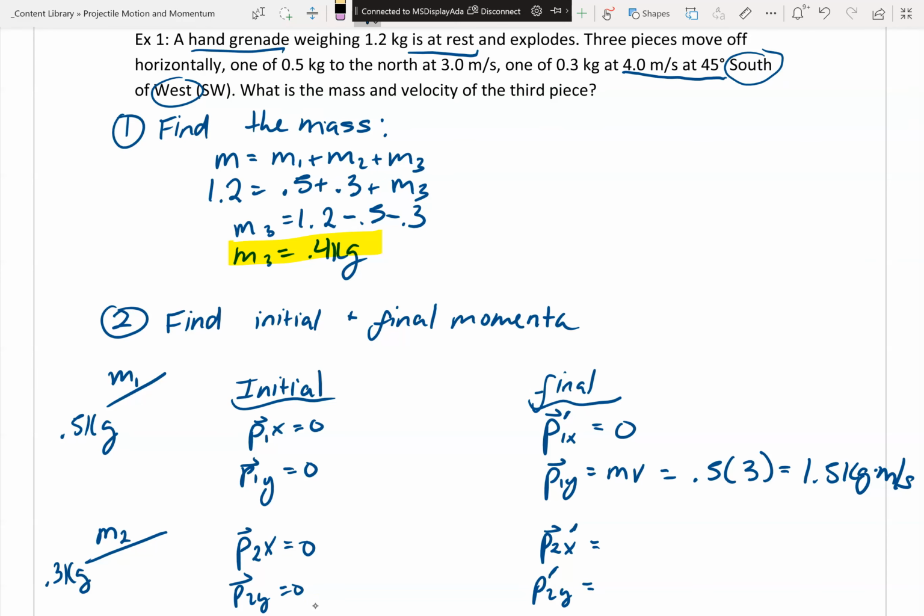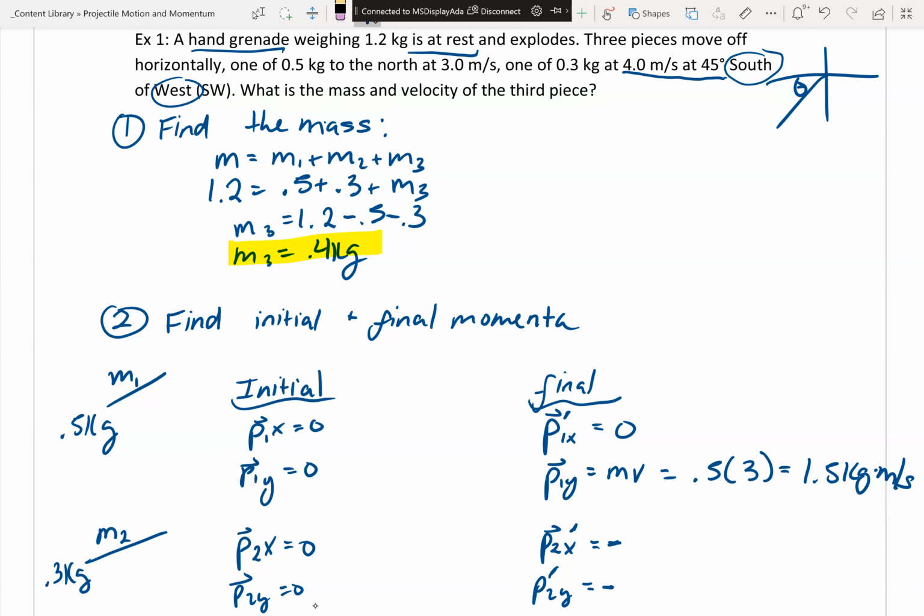So looking at our vector from the original question, 4 meters per second at 45 degrees south of west looks something like this, which is relative to the horizontal. So that means to find the x component, we are going to use cosine. And because it's south of west, these are both in the negative direction for both our x and y components, so it's going to be negative for both of them.